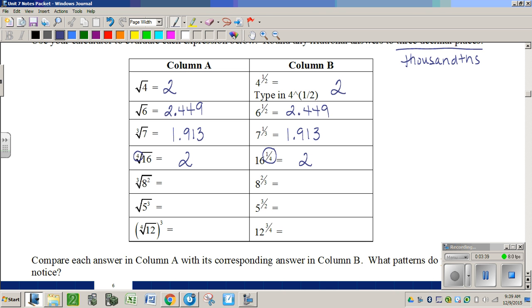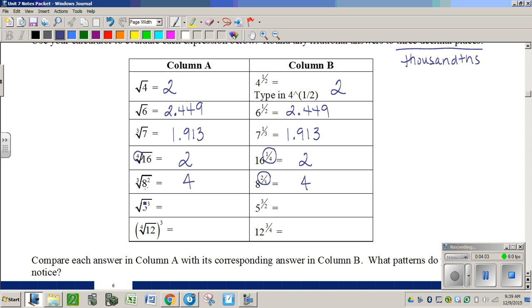Now, this says the cubed root of 8 squared. So this is really the cubed root of 64. And that turns out to be 4. Now look what I did over here. I raised it to the 2/3 power. So the cubed root of 8 squared happens to be the same as 8 raised to the 2/3 power.